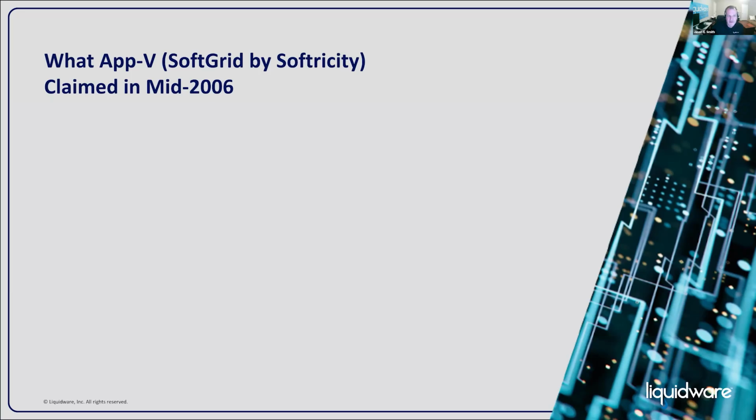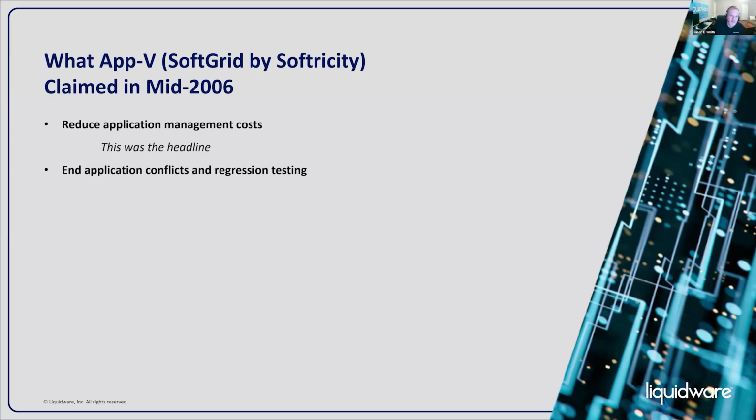Let's look at some of the things they claimed to do, even then, when they were acquired. Reduce application management costs. That was the headline. If you can go back to the Wayback Machine and look at their website, which is a little exercise that I did for fun, that was some of the things that they were marketing actively at the time. Ending application conflicts and regression testing, and no more DLL hell if you had applications conflicting with each other.